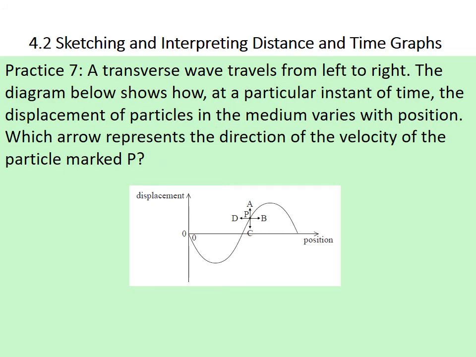A transverse wave travels from left to right, just as before. The diagram below shows how, at a particular instant of time, the displacement of particles in the medium varies with position. Which arrow represents the direction of the velocity of the particle marked P? Again, look what's coming up next. This is already past. This is what's coming next. Which way is the particle going to move?